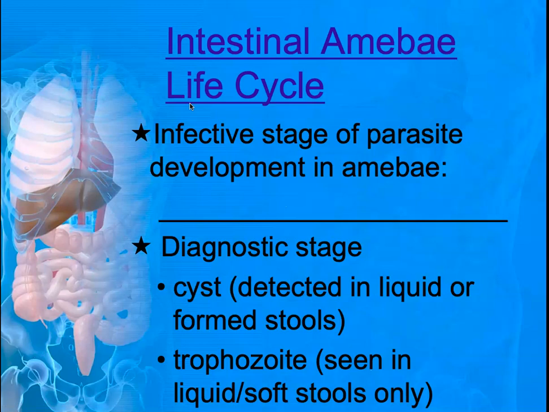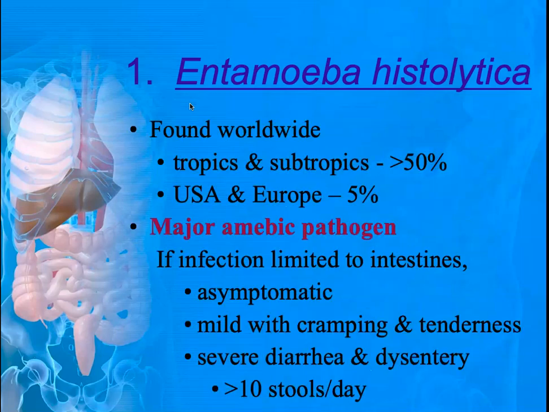So again, the infective stage of parasite development in amoeba is the cyst. The diagnostic stage is both. So we can see both trophs and cysts in the stool, and we need to know what both of them look like for each parasite. So let's get started with talking about each one individually, starting with the most important one, Entamoeba histolytica.